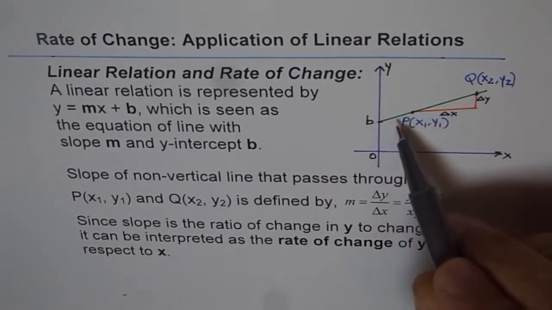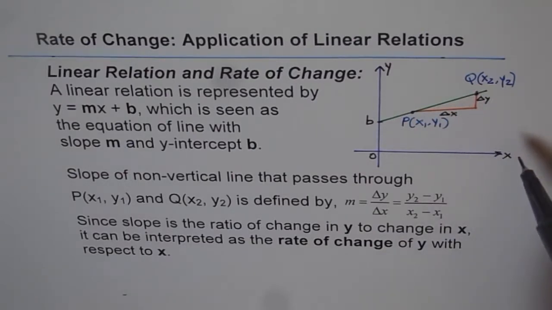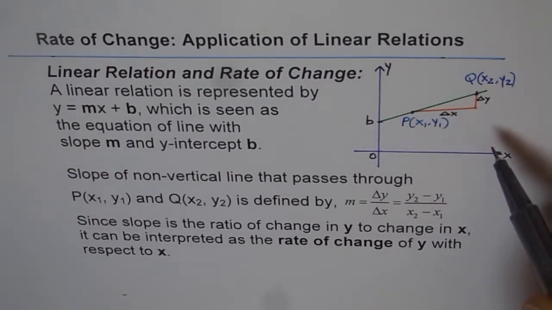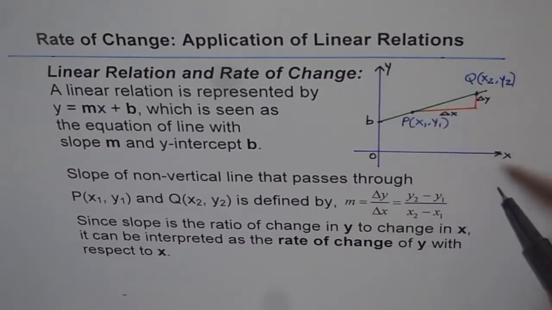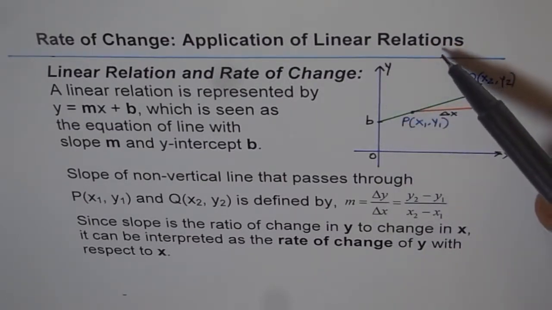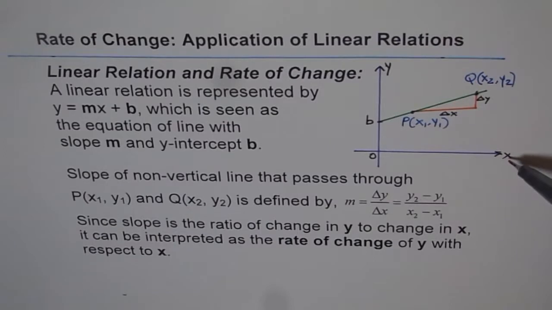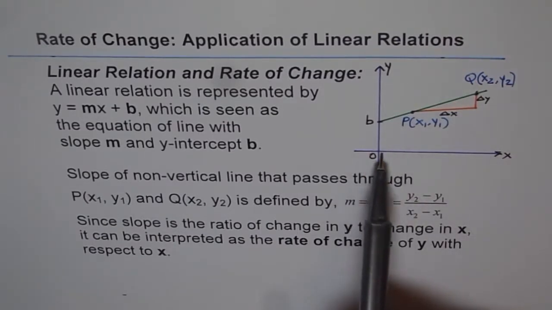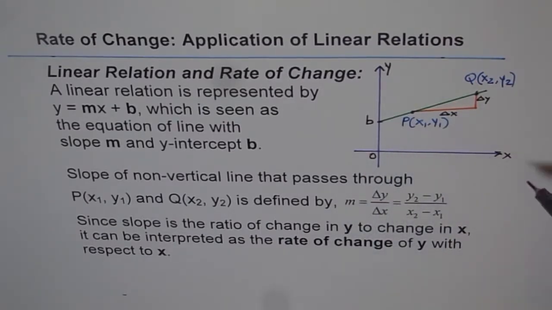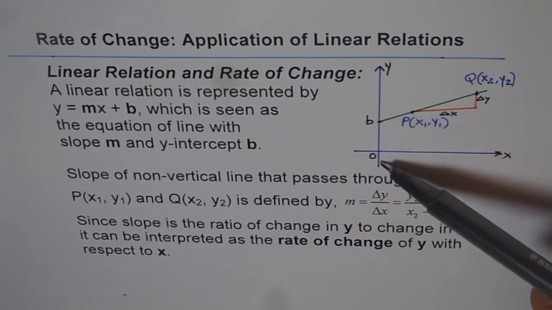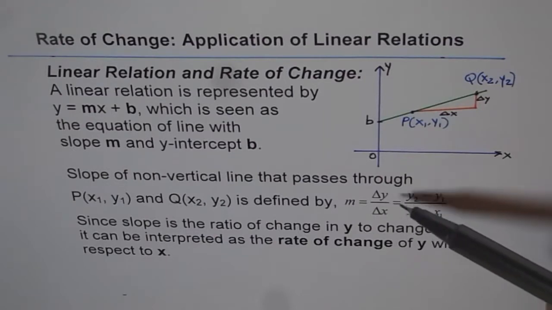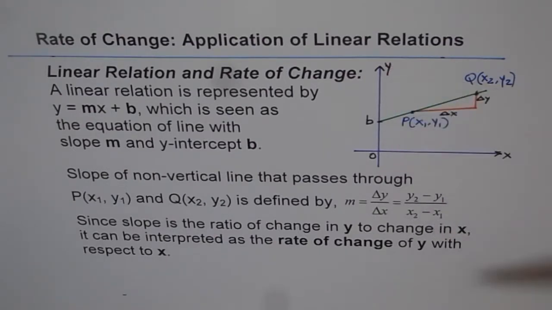A straight line, as shown here in green color, represents a linear relation. Linear because it is a straight line. A relation between two variables, one dependent on the other. The independent variable is normally on the horizontal x-axis and by default it is x. The dependent variable is along the vertical axis and by default it is y.